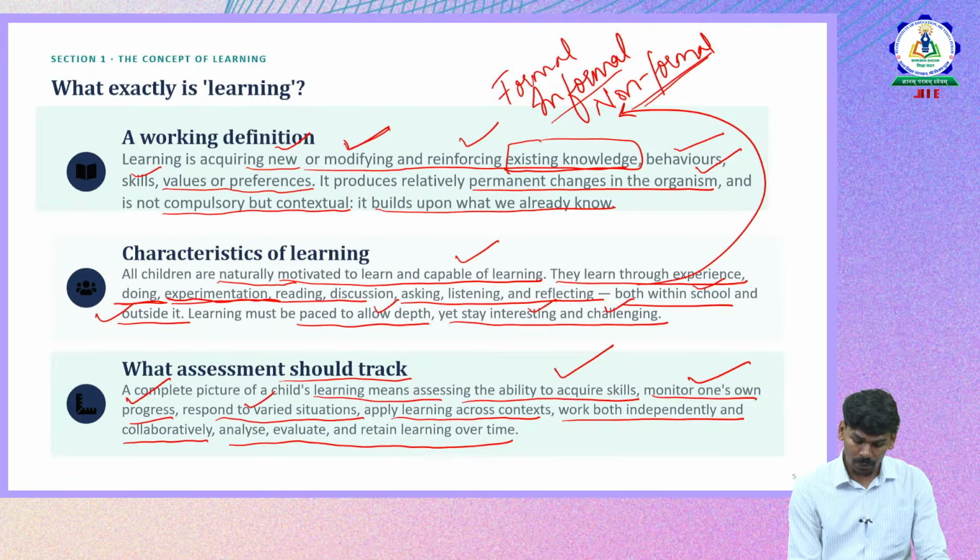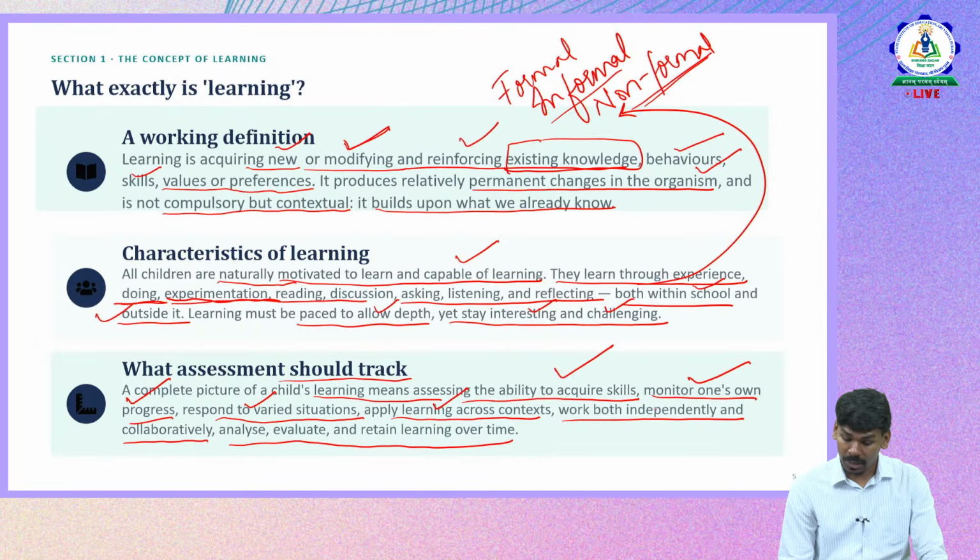Respond to varied situations. How does a child or a student respond to a novel situation, a new situation that they encounter? Are they able to use their previous knowledge to apply in this new situation and solve the problem at hand? Then, apply learning across contexts. What they have learned in history, connecting it to mathematics. For example, the concept of Rangoli can be connected to tessellations, triangles, and other concepts. Our art integrated learning is already talking about it.